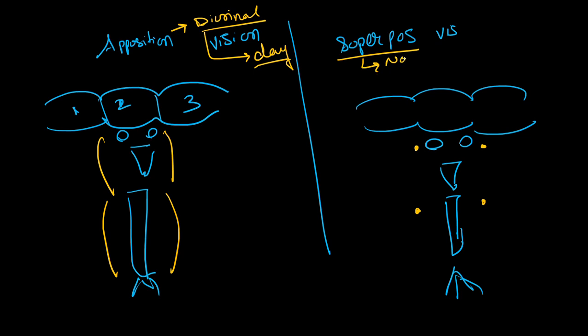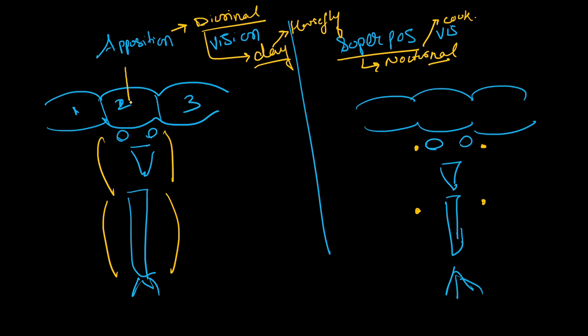Superposition images form in insects which are nocturnal. Nocturnal means active during the night time. The example given in your textbook is the cockroach for superposition, and the housefly for daytime. Now listen to me very carefully.